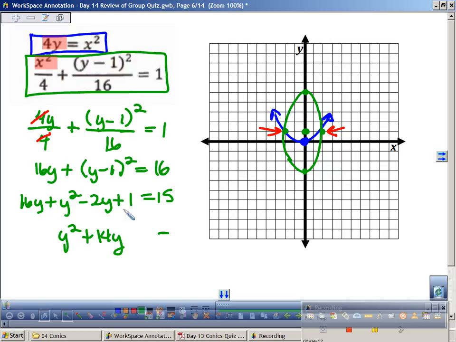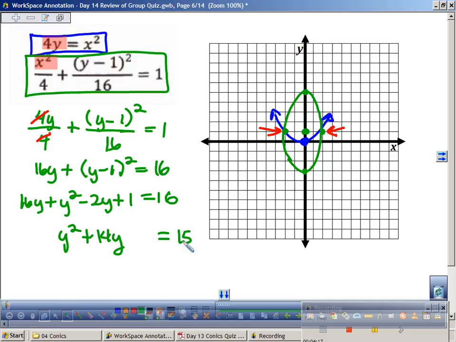And I'm going to put that negative 1 on the other side, and I'm going to get... I already need it. Should have been 16. Then I subtract 1 from both sides, and I get 16.